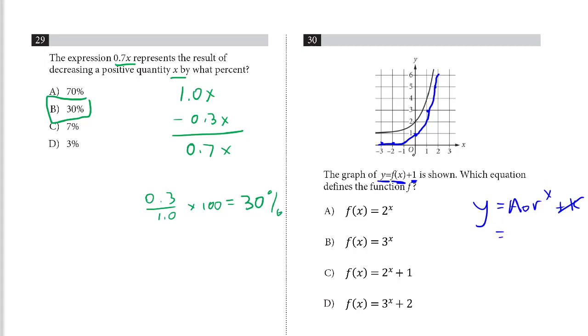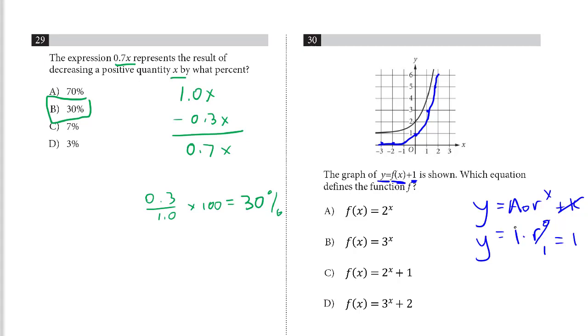So that a0 would be 1 times r to the 0, where x is 0, my y value equals 1. So 1 times r to the 0, anything to the 0 is 1. That's 1 times 1 equals 1. So y equals 1 when x is 0. So it looks like my function is going to look something like this.